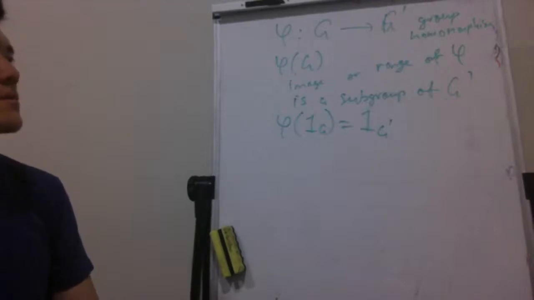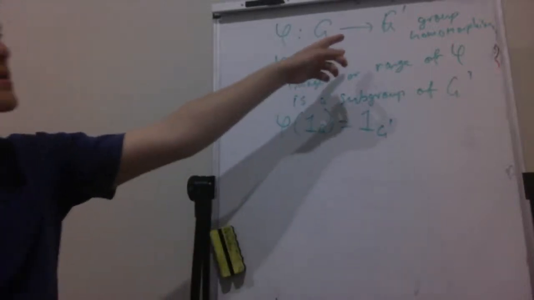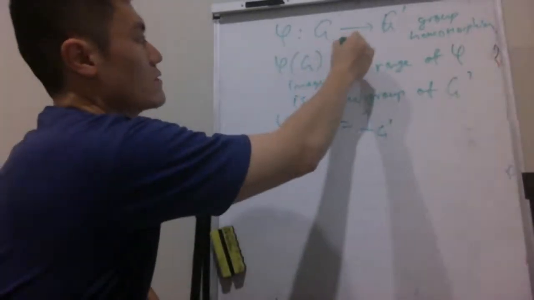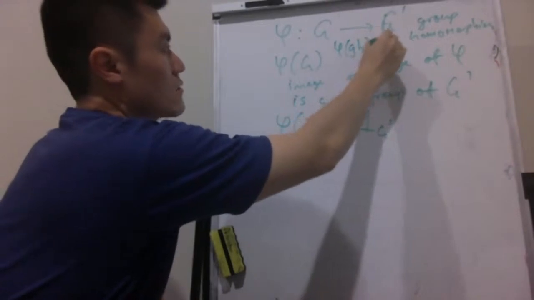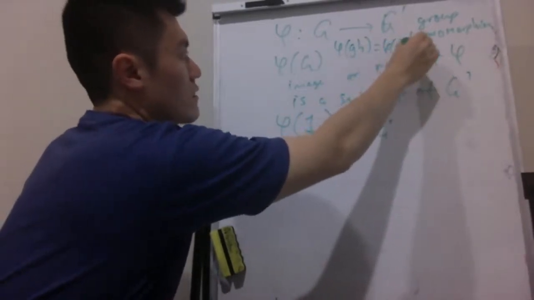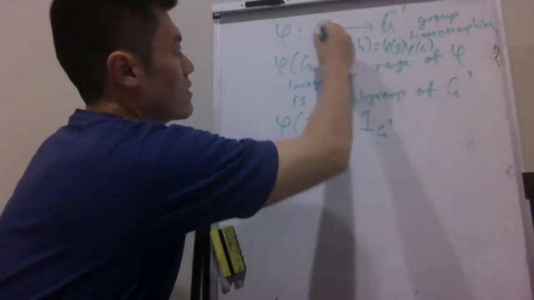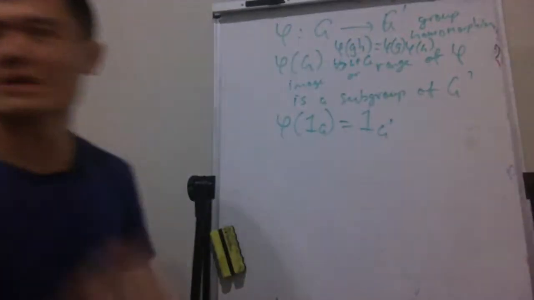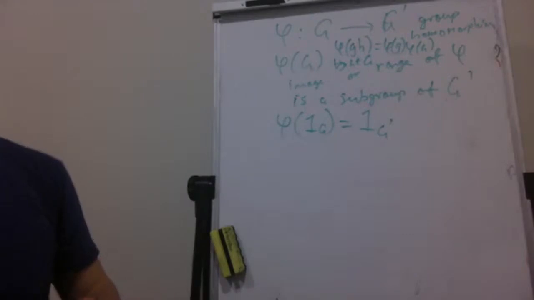This is too confusing. What is this notation? What is a homomorphism? A homomorphism just means this is a function with the property that phi(gh) equals phi(g)phi(h) for all the elements in here. Is that the condition we had for isomorphism, remember?